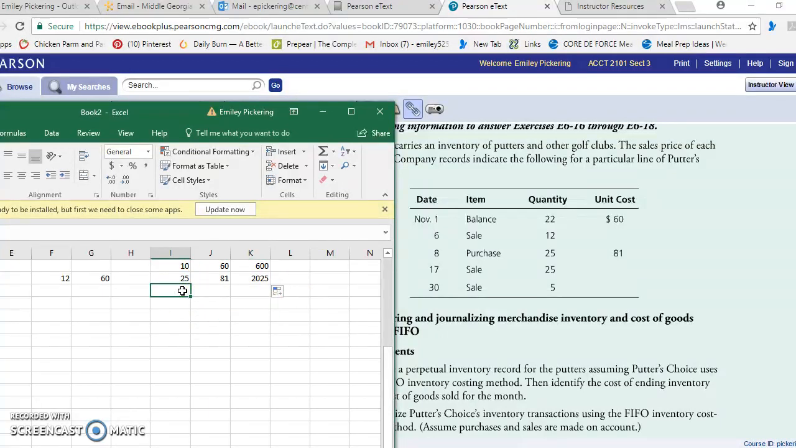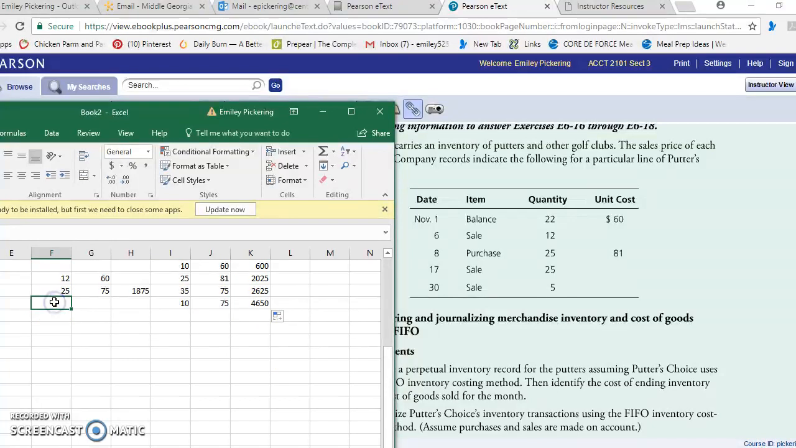So for my weighted average, I've got 35 units at a total cost of $2,625. So my weighted average is $75. So when I sell 25, it's going to be at $75. So my cost of goods sold is going to be $1,875. Now, I don't have 35 anymore. I have 10, and they're at $75. Okay, so that's what I'm left with.